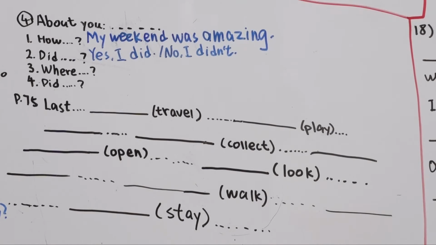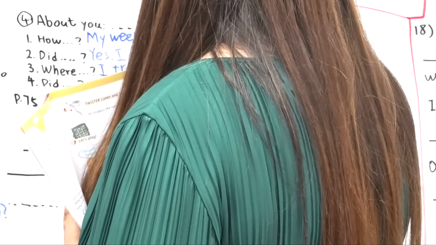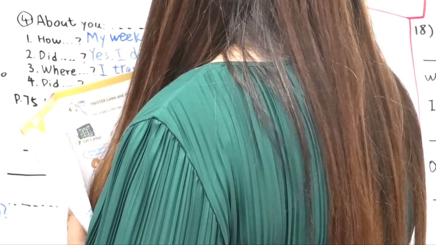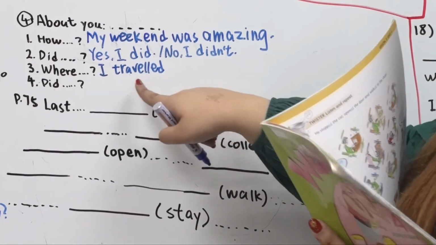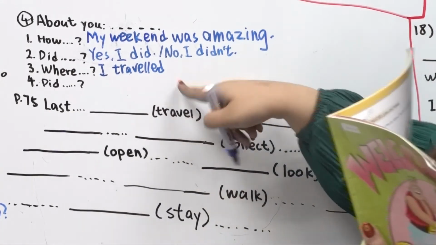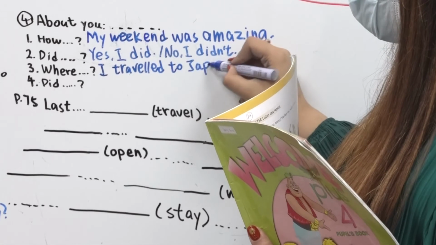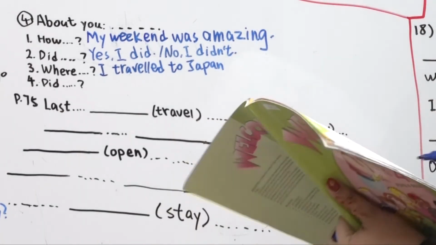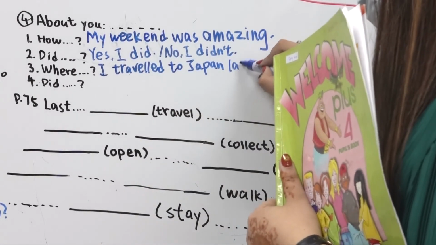3. Where did you travel on holiday last summer? So that's your answer, right? You can say I traveled. Remember, past tense, alright? L-E-D, double L, because consonant, vowel, consonant, right? We double the L and E-D. And then I traveled to, for example, Japan. I traveled to Japan last summer.